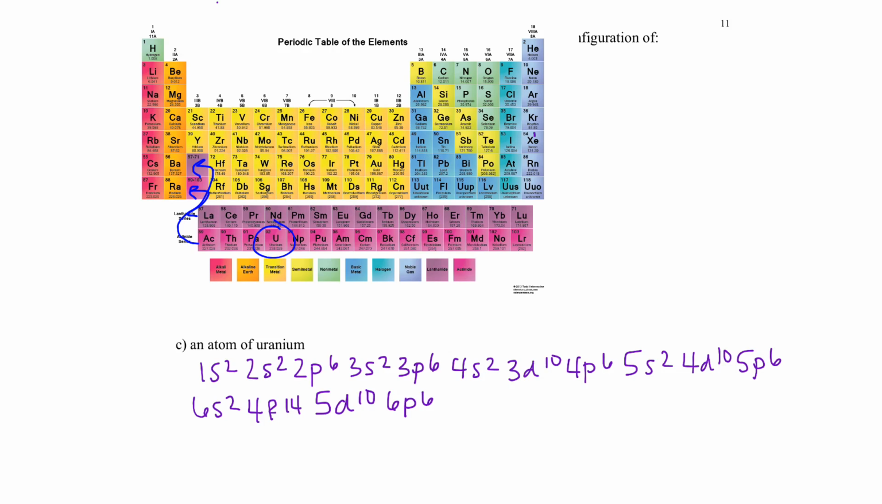Okay? Now our last part, we'd start the 7th row, so 7s2, and then the question is how many spots in are we moving for uranium?